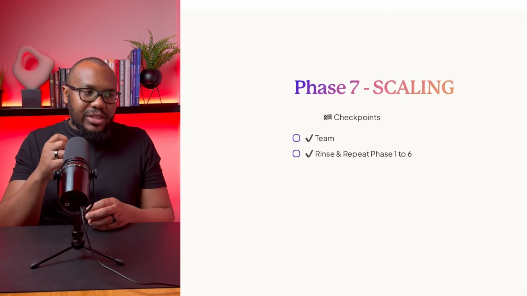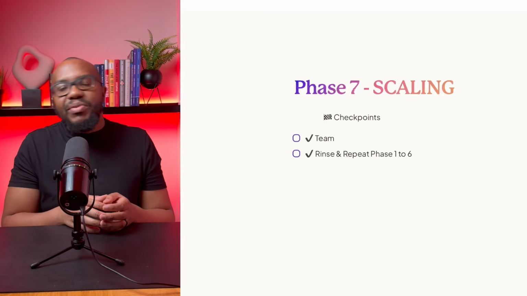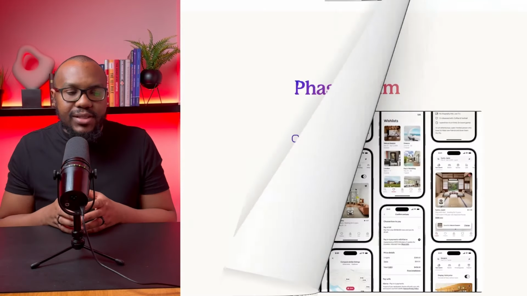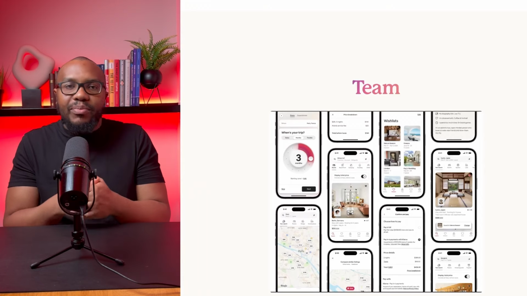So we're going to go through a checkpoint of team. Then the last checkpoint is rinse and repeat phase 1 to 6. So at scale up, it's now like team. You're actually now running a big company, like with the big boys and girls. So, like, having a powerful team.